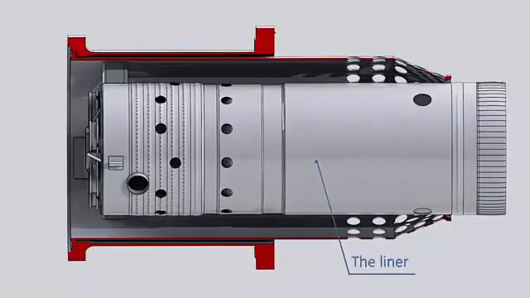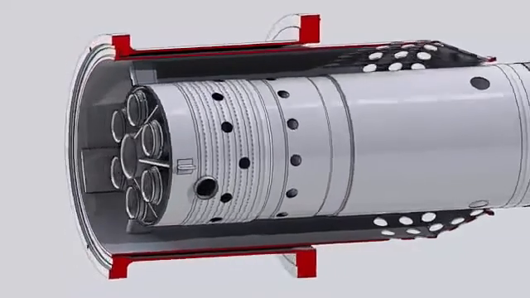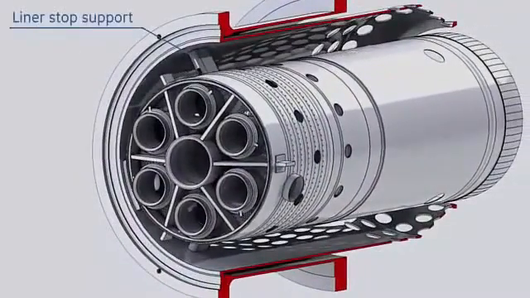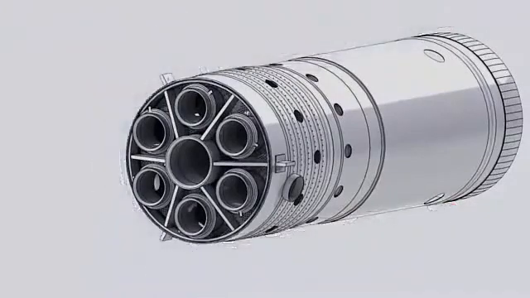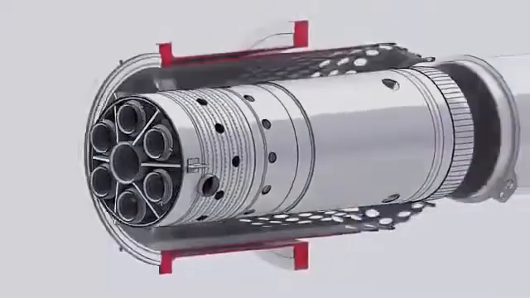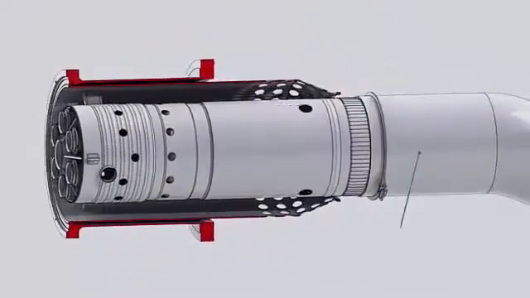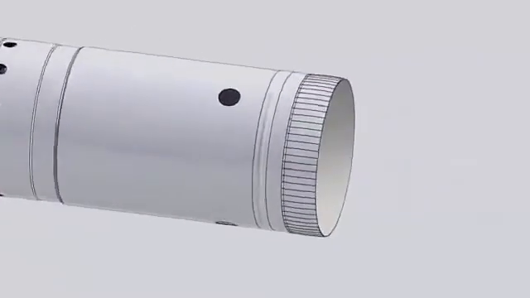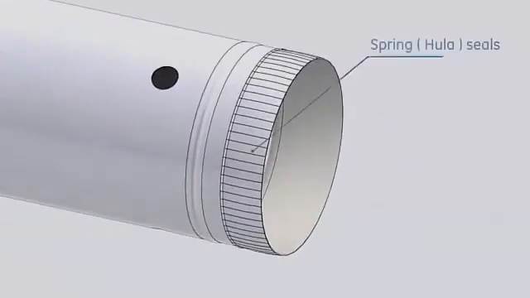Inside the liner, air and fuel are mixed and burned, providing hot gases. The liner is mounted on the flow sleeve at the forward side by 3 liner stops, and supported at the aft by inserting the liner inside the transition piece. This configuration allows thermal expansion of the liner. Spring seals located at the aft end of the liner prevent the compressor discharge air from leaking into the hot gas path.